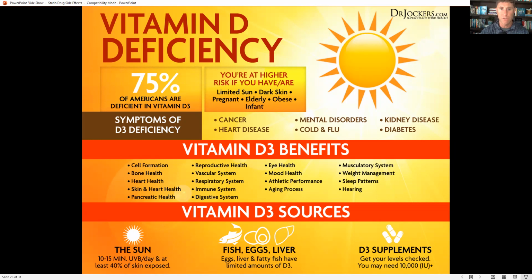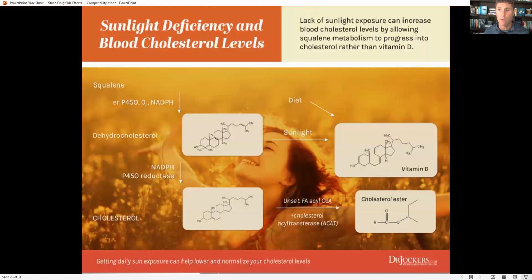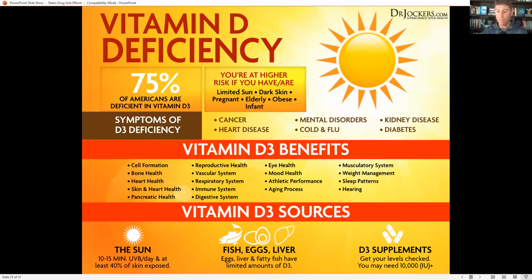And then vitamin D deficiency. We know that so many people are deficient in vitamin D. Vitamin D plays such a critical role in every system of the body. And so 75% of Americans are deficient in vitamin D. And that's just getting to 30 nanograms per milliliter. Where we really want it is over that. We want it roughly between 50 and 100 nanograms per milliliter.